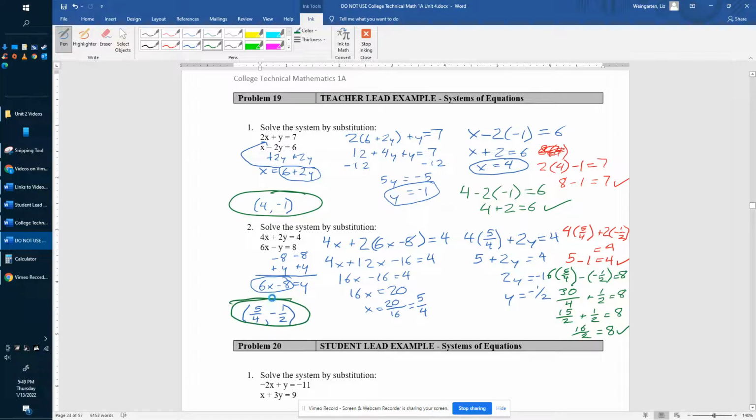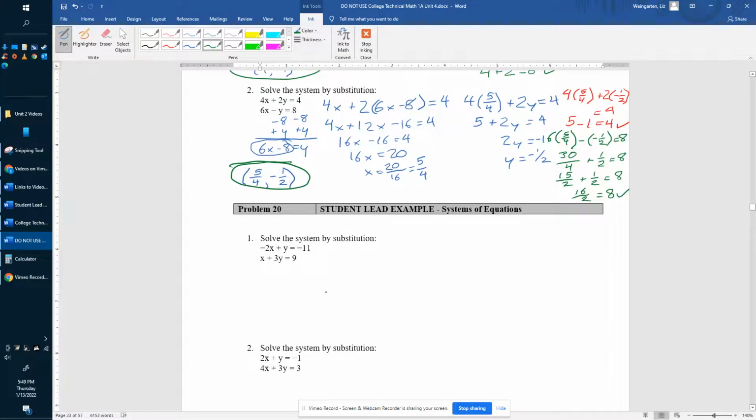So why don't you go through problem 20, do some of these on your own and see how it goes. It's completely up to you what you want to solve for. Just do whatever you think is going to be the easiest thing for you to do.